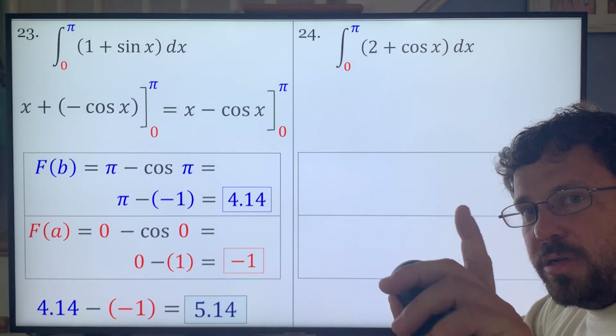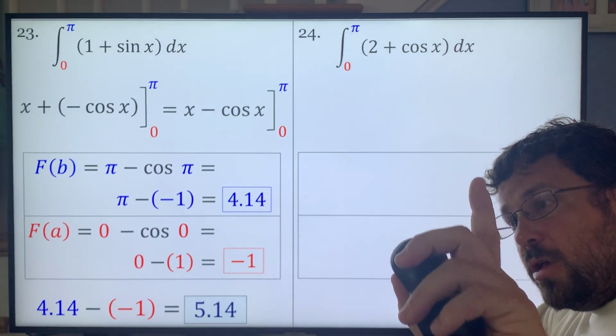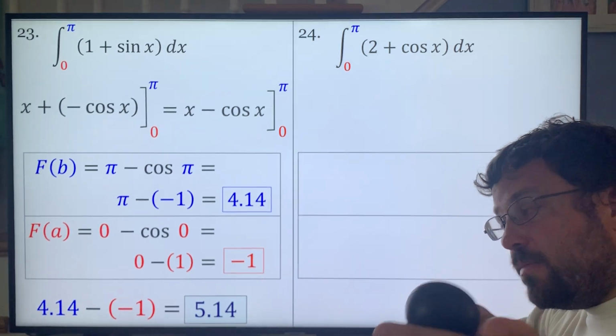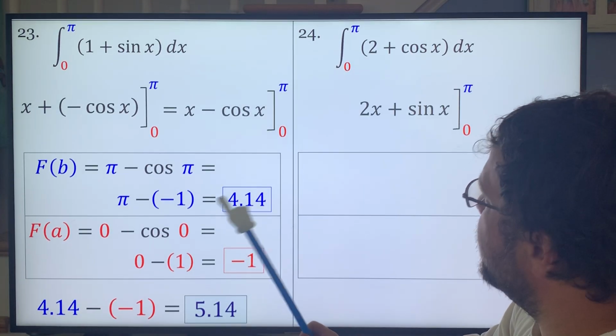What do you have to make sure? You have to make sure your calculator is in radians. All right? You can also use graphs and all this stuff.